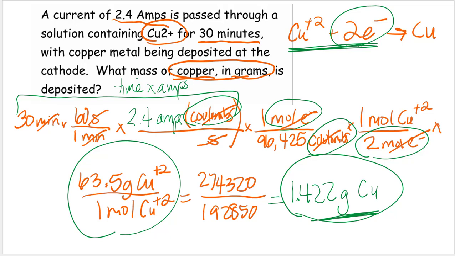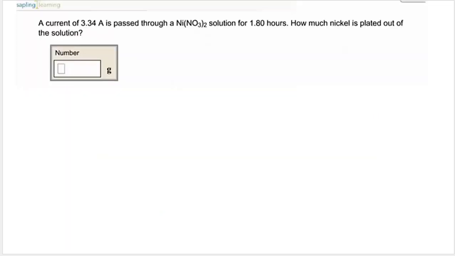Let's look at another example. All right, we're given a current of 3.34 amps. It's passed through a nickel nitrate solution, and we can tell here that this nickel is a +2 nickel ion solution for 1.80 hours. How much nickel is plated out of the solution? So we're doing the same setup that we did last time, but here I'm given 1.80 hours.